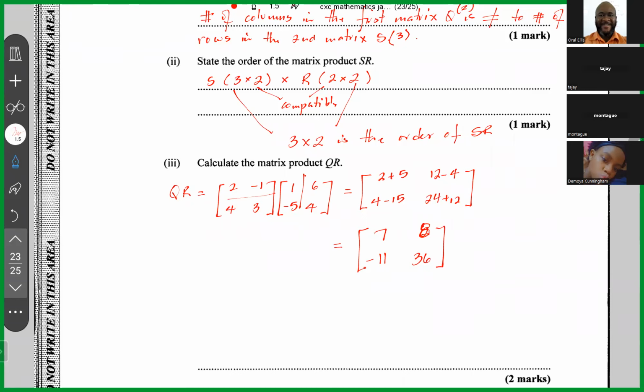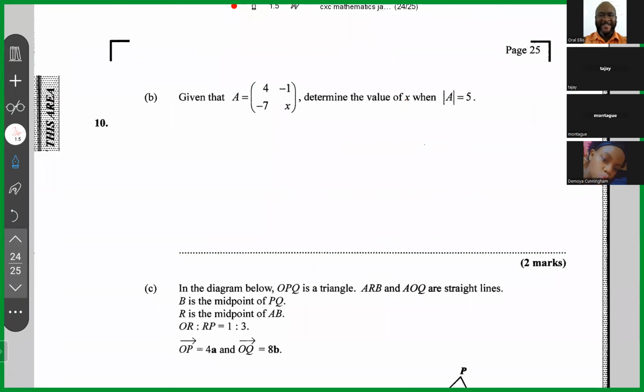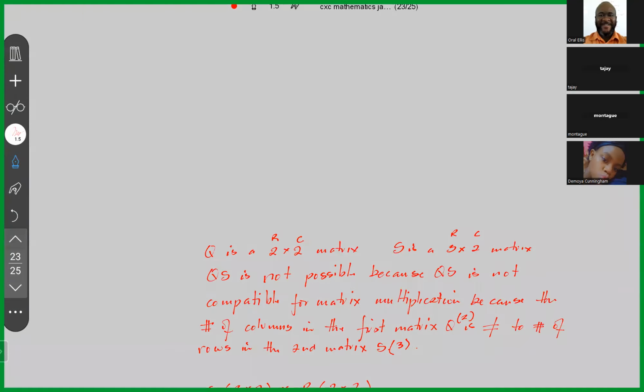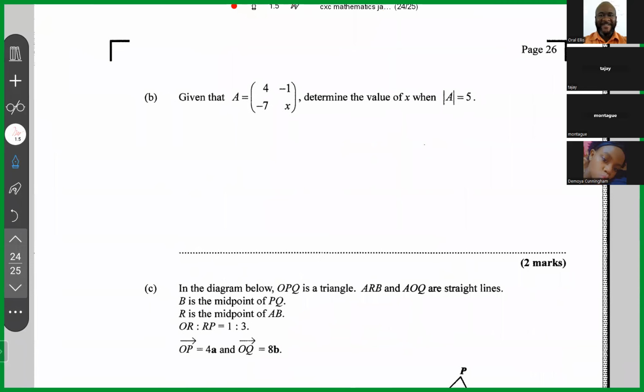Let's move on now to the last part of the question. Well, not the last part just yet. All right, B is given that A is that matrix. We're to determine the value of x when the determinant of A is 5. Not a very difficult question. The determinant of A, to find it, you're going to multiply 4 times x minus this times that. So 4 times x is 4x, minus 1 times minus 7, which is 7.